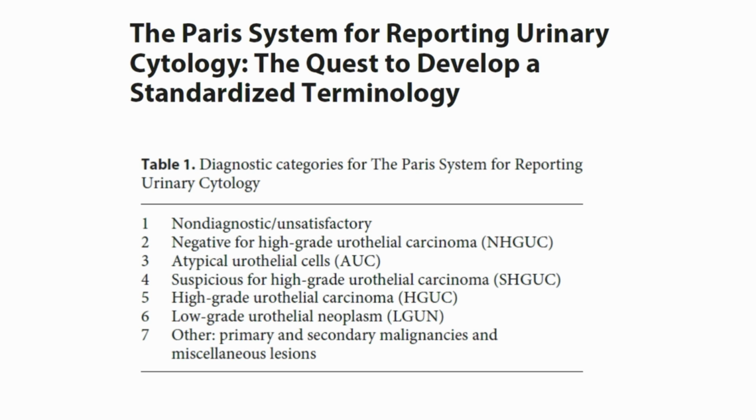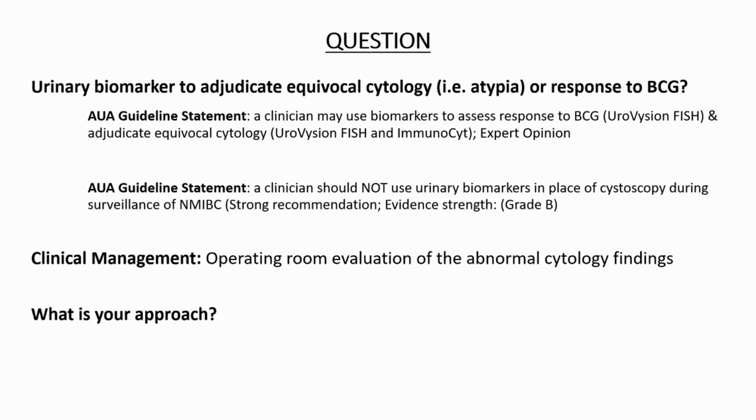Again, there's a lot of terminology used in the past, outside of the Paris consensus classification, about cytologies that aren't conclusively positive or negative. So I'm going to focus on the Paris consensus classification. The AUA statement is up there about how they feel about a cytology that's atypical. What would you do with that?